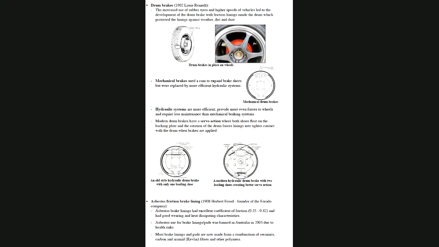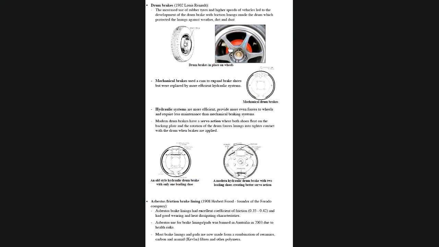Dunlop developed a pneumatic tyre. And so you couldn't use the rim of the wheel any longer because it's a pneumatic tyre. And so they developed this drum brake. And it protected the linings against weather, dirt, and dust. And this is what a drum brake looks like.